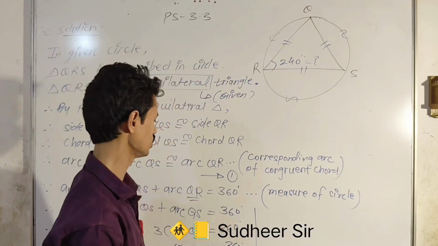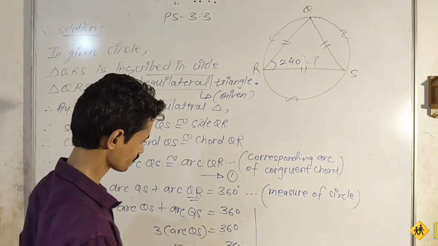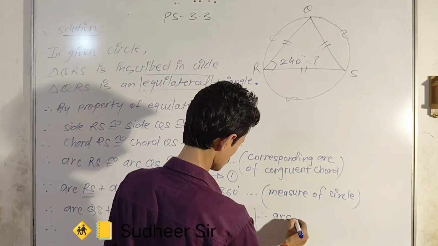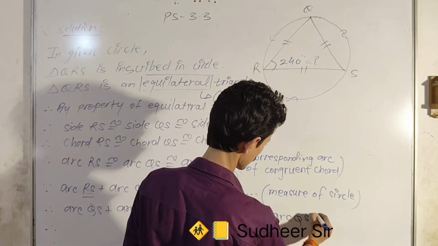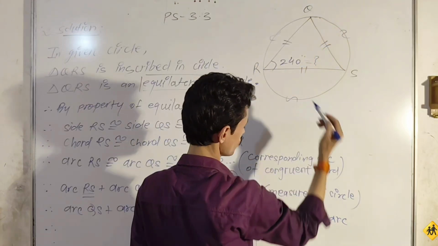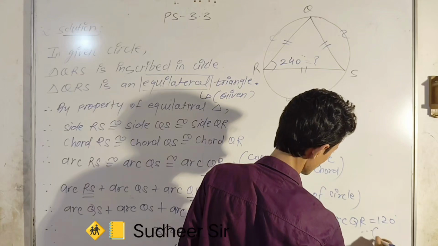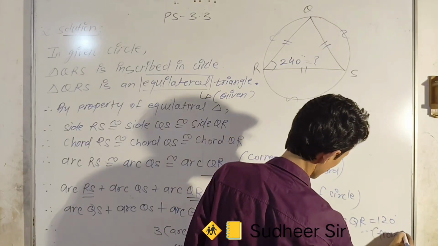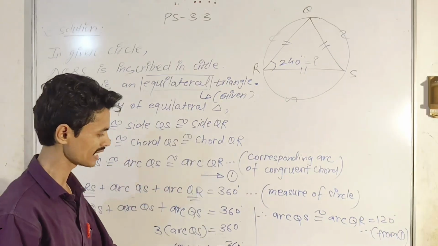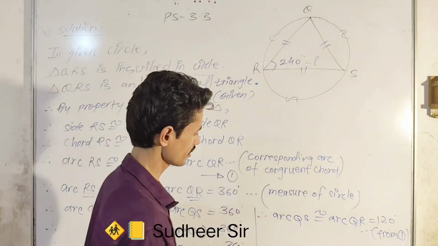Now, after getting the value of arc QS, we can see all the arcs are equal. So we can write arc QS is congruent to arc QR. We got the value of QS, so we can write arc QR equals 120 also. Why? Because all arcs are congruent. So if the measure of one arc is 120, then the measure of all arcs will be the same.